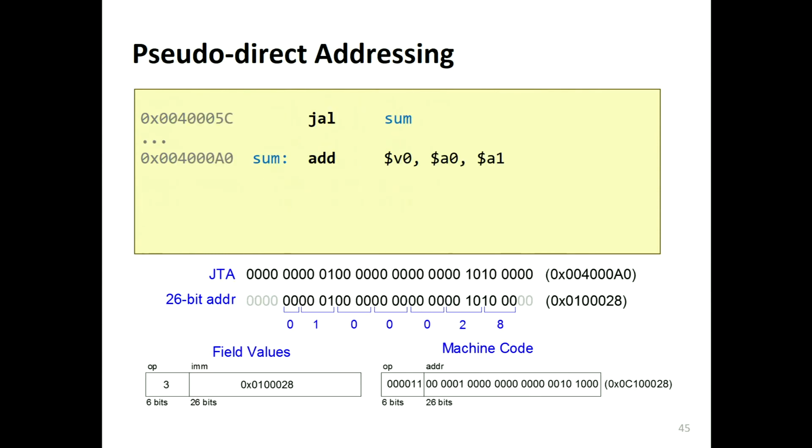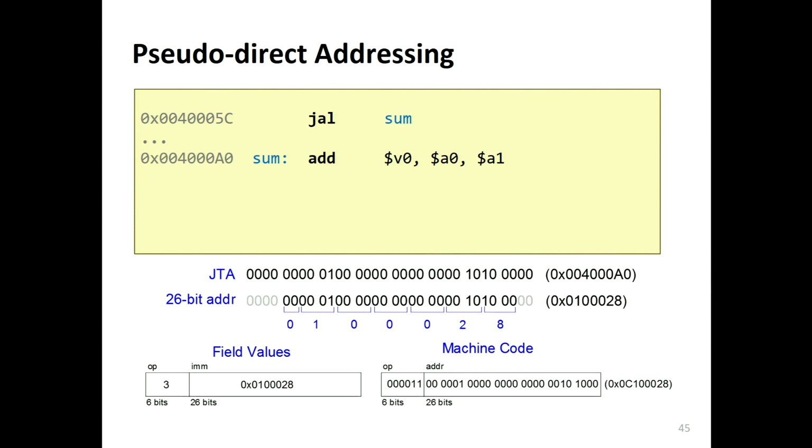Okay? Good. The last one is pseudo-direct addressing. These are the jump and link instructions. Here, the sum function has this particular memory address. So the jump target address, or JTA, is actually this value in binary, which corresponds to this address in hexadecimal.